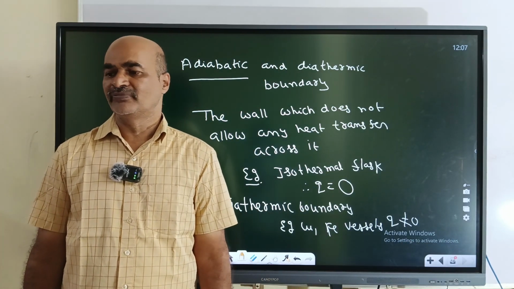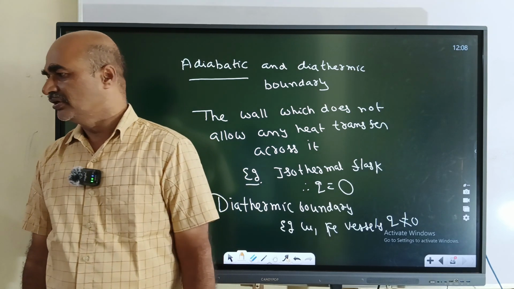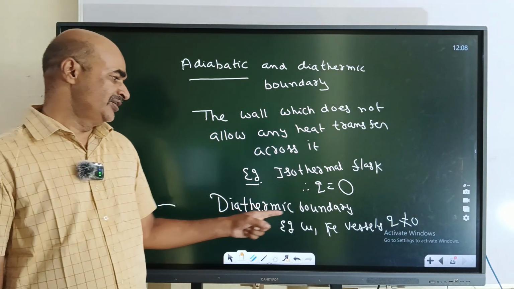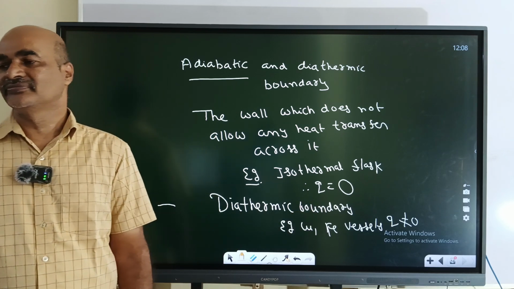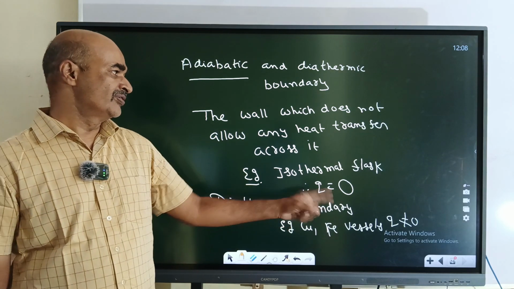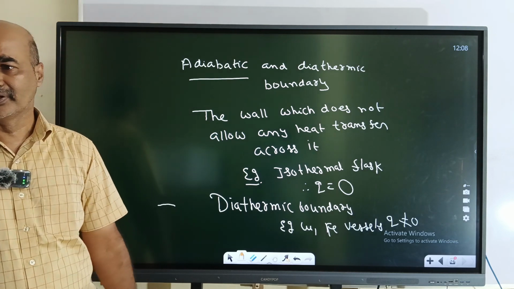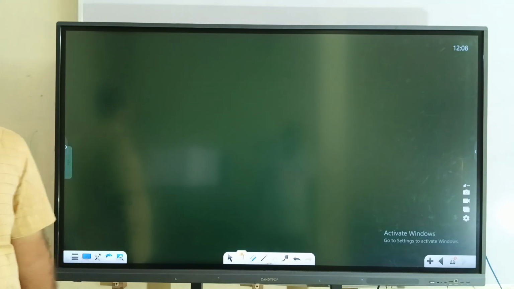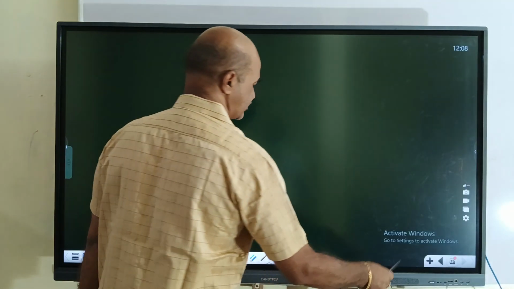So what is the diathermic boundary? Which allows heat transfer. It is made of conducting material. Okay, copper vessel and iron vessel are diathermic boundaries. Okay, this is adiabatic boundary and diathermic boundary. Okay, next. Next, intensive property and extensive property.